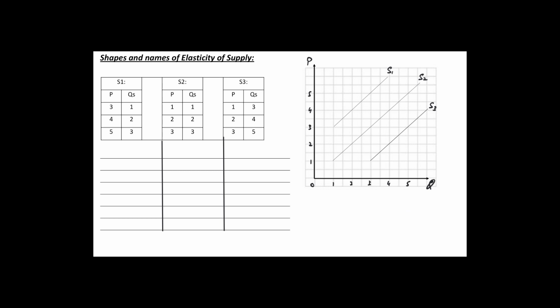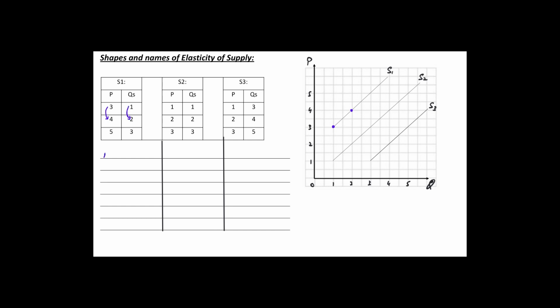Alright, so we have three supply curves over here. This time they're different from the previous case. They're not all starting from the origin. So on S1, let's do a calculation and see how it looks. S1 says that when the price was 3, quantity supplied was 1, and when the price increases to 4, quantity supplied increases to 2.